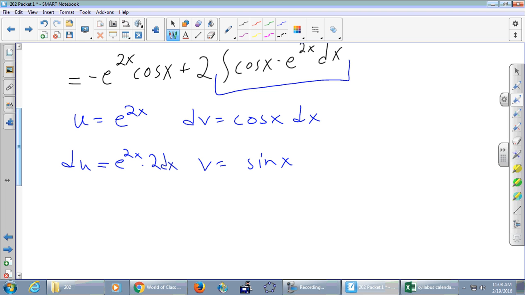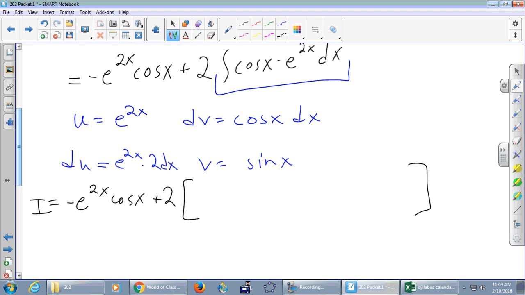Okay, and so what are we going to do here? I'm going to go back to black. I'm going to go back to the original integral, which means I'm copying the stuff that we had before. This integration by parts is only what's underlined in blue, so I have to copy the first part: negative e to the 2x cosine of x plus 2 times... Now we're in the underlined blue, which is the second integration by parts formula.